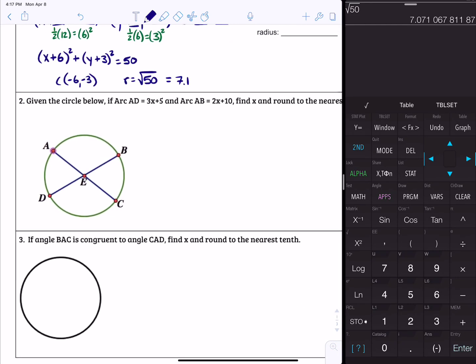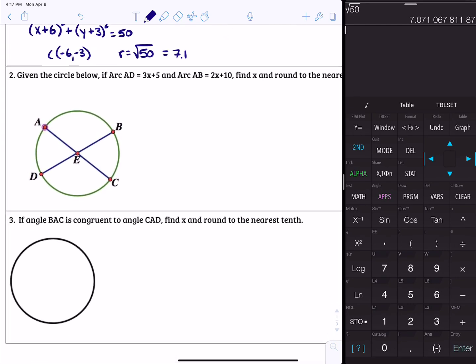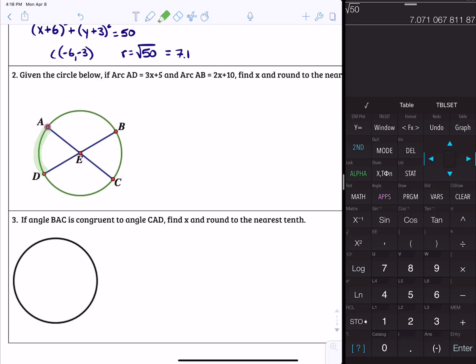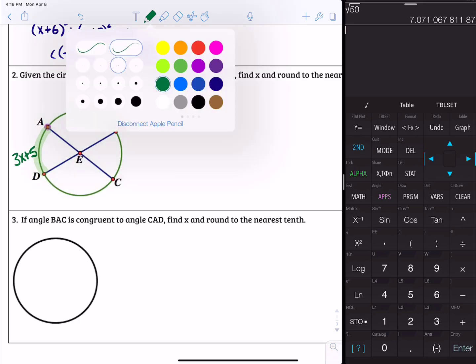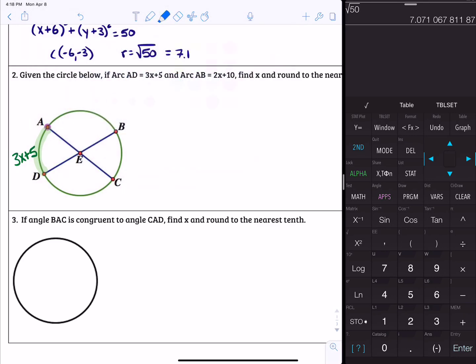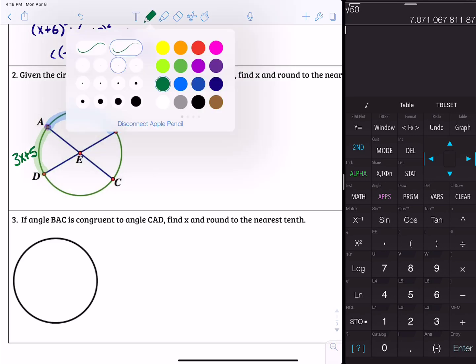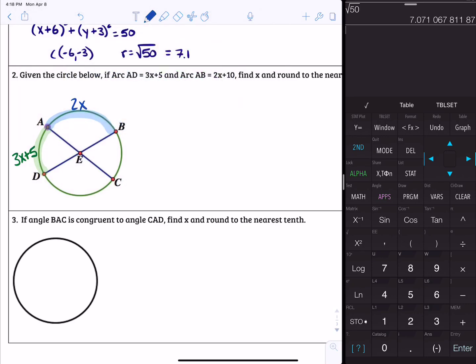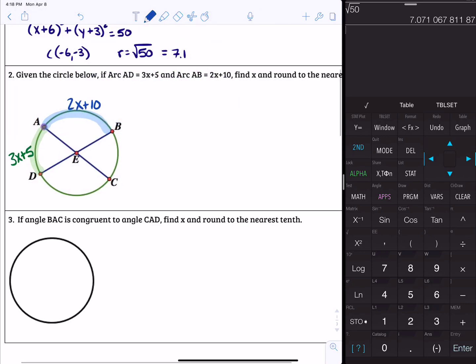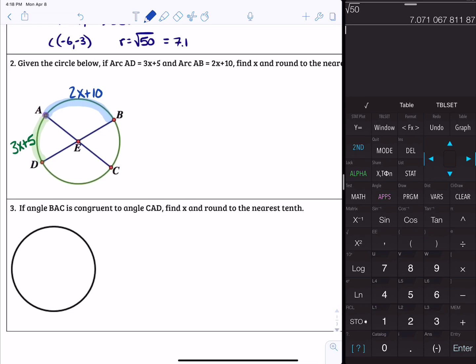Let's look at number 2. It says, given the circle below, if arc AD is 3x plus 5, and arc AB is 2x plus 10, they want us to find x and round to the nearest tenth. So we could take the 2 that we know and add them together, and they would equal 180 because they take up half the circle.